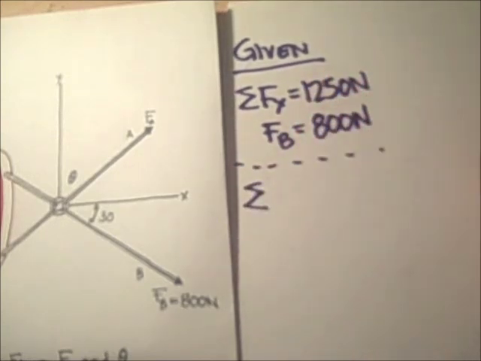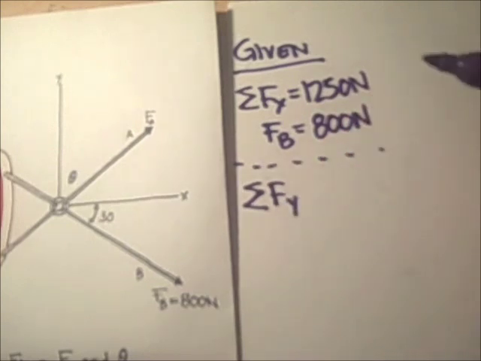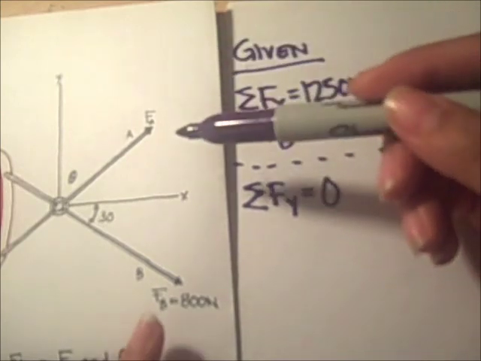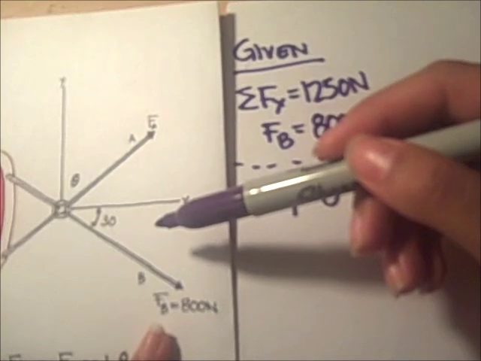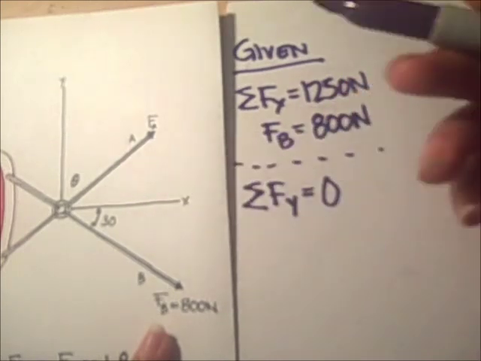We're going to first find the sum of Fy. We already know that it's going to be 0. The reason we can assume equilibrium is that the problem didn't say there were any forces in the y direction. It just said it was being pulled in the positive x direction. So we can safely assume it's going to be 0.